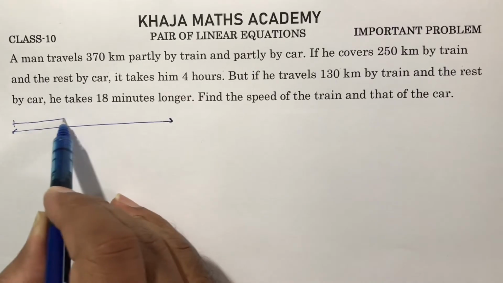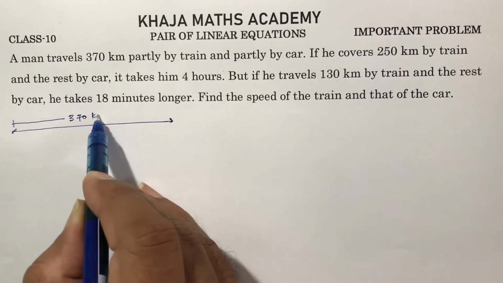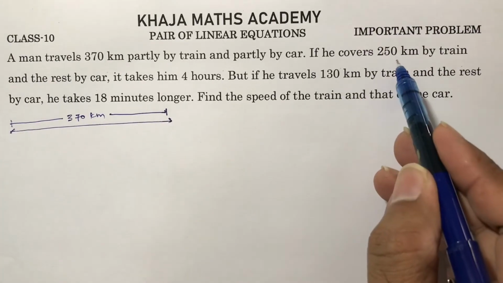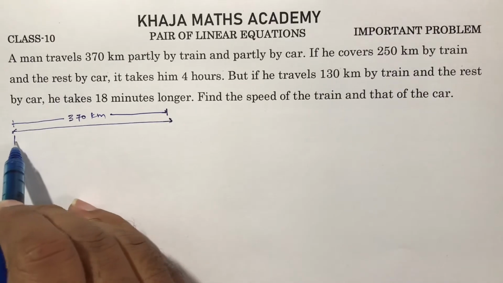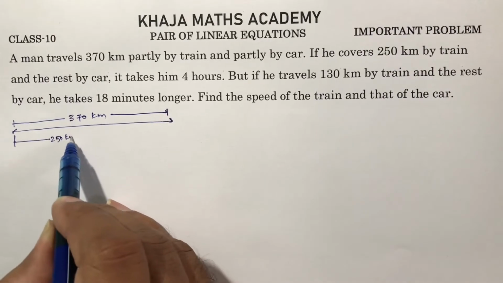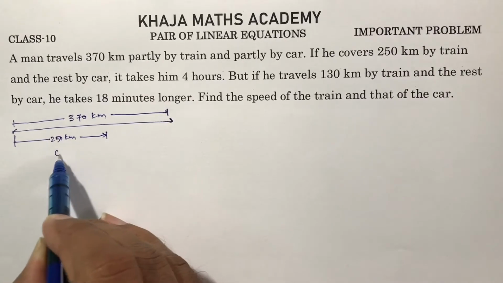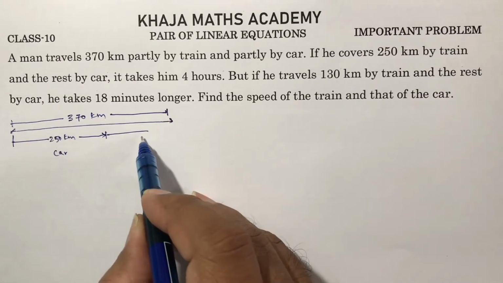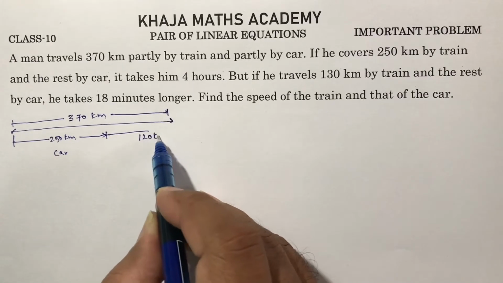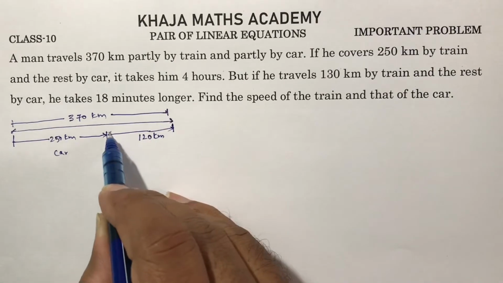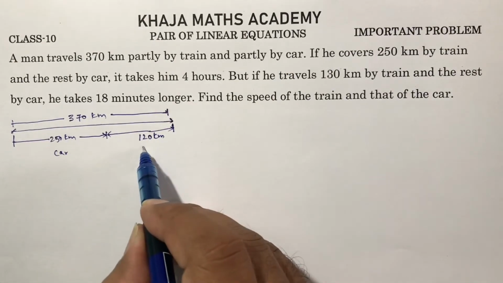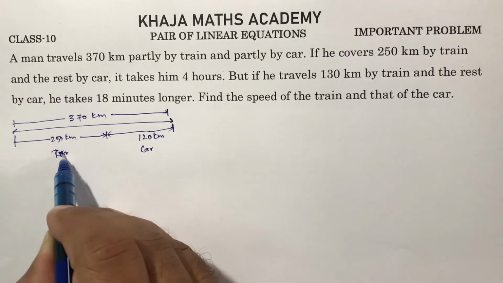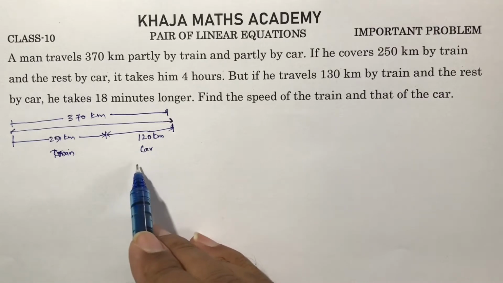Total is 370 kilometers. If he travels 250 kilometers by train, so I'll take 250 kilometers. And the remaining, out of 370, if I take out 250, I'm left with 120 kilometers. So suppose this 120 kilometers he'll travel by car. The first one: 250 kilometers by train, 120 kilometers by car.